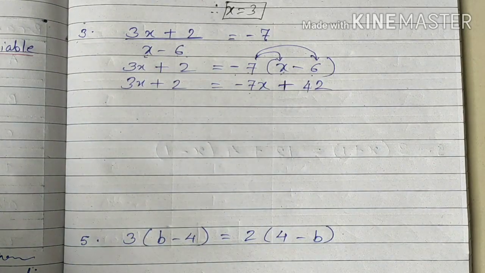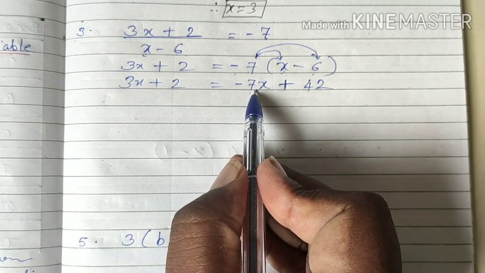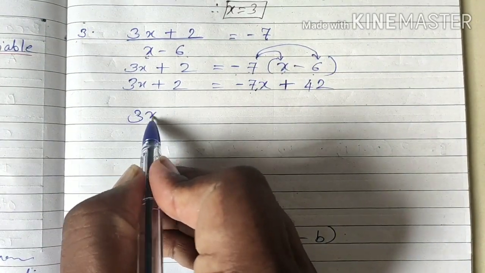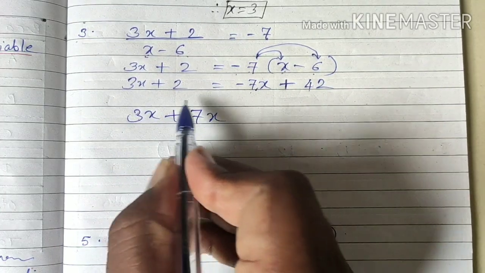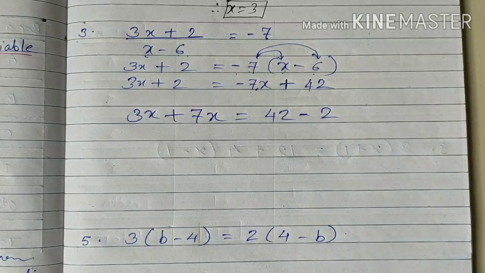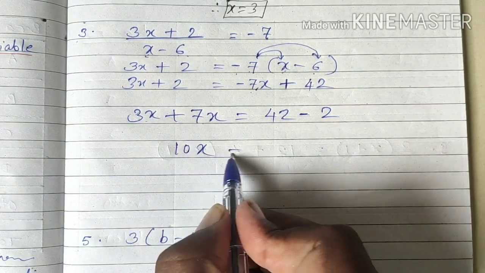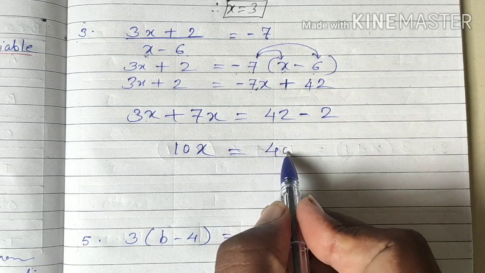Shift all the x terms in one side, constant terms, means numbers, in the other side. So let us shift this minus 7x. Shifting this side will become plus 7x. Plus 2 going that side will become minus 2. Got it? 3x plus 7x will give us 10x. 42 minus 2 is 40.